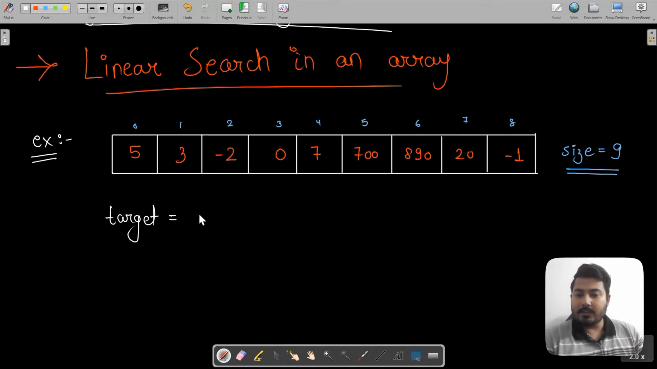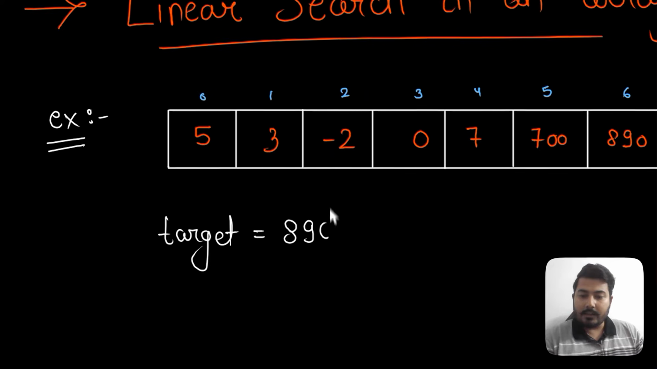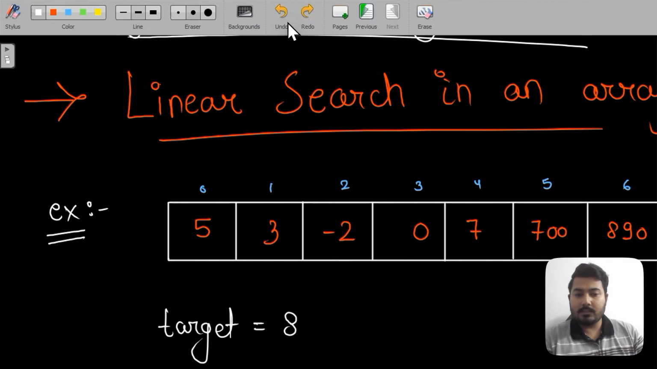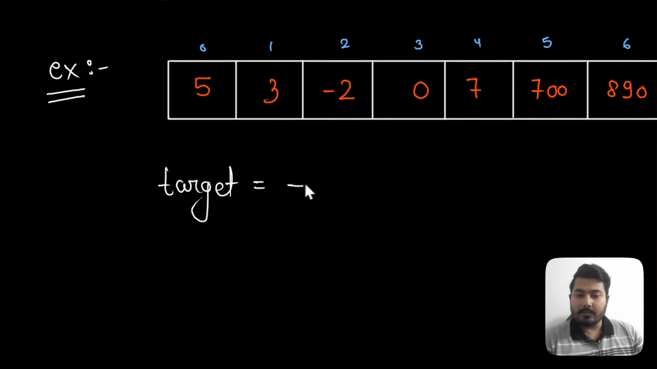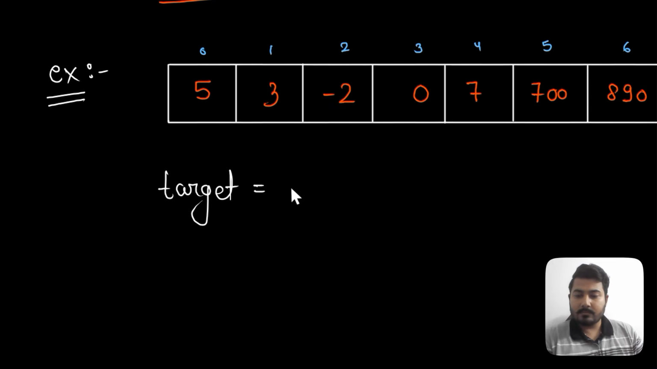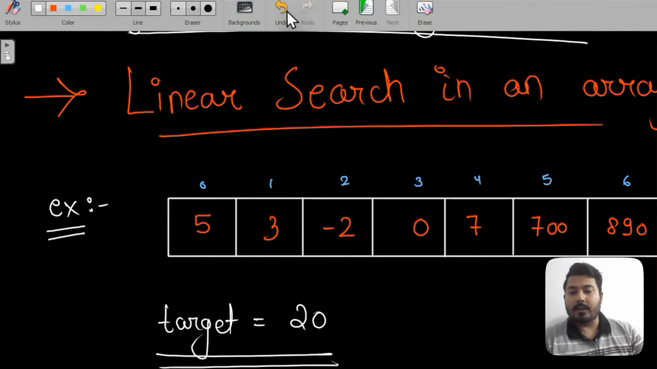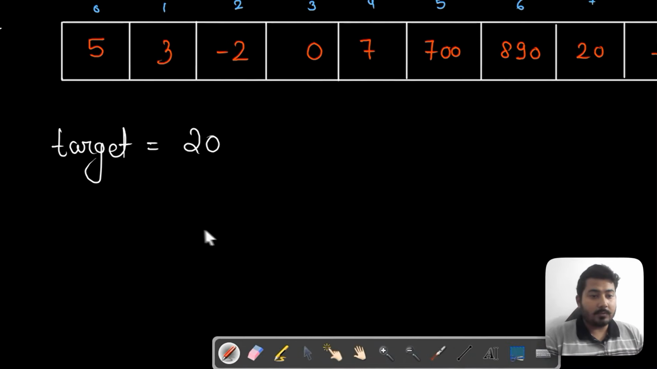Let's suppose our target is 890, or let's just say it is -1. I am going to say, let's say it is 20. This is our target. This is what we are searching for.